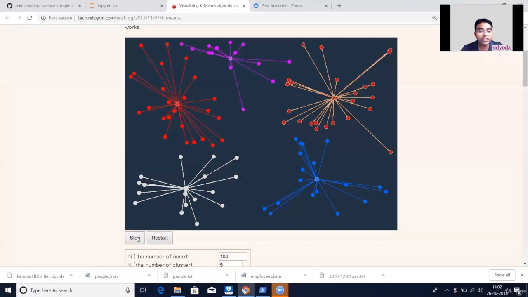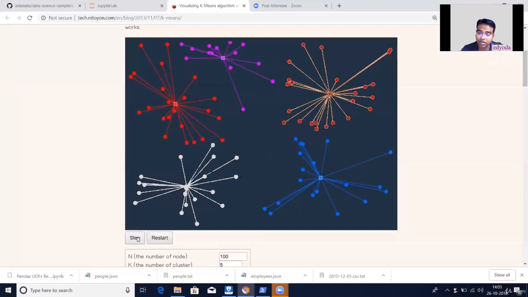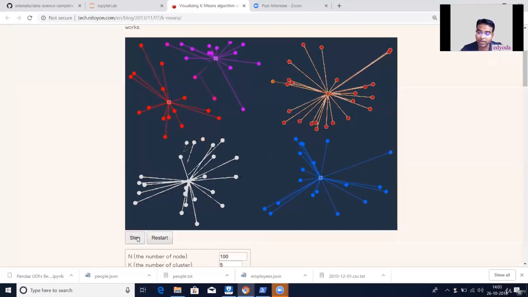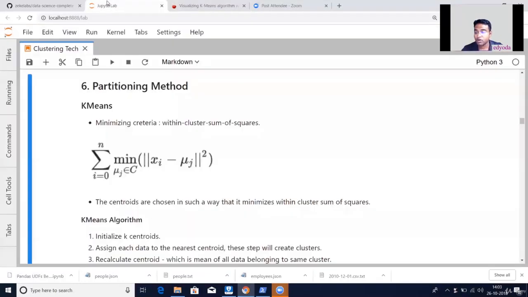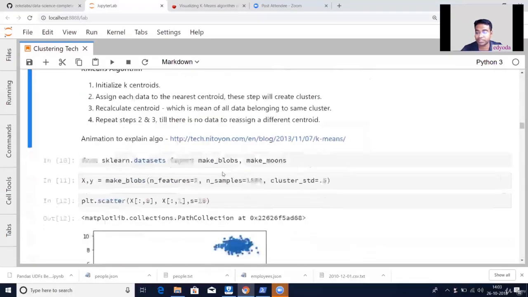So you'll continue these steps of recalculation of centroid and reassignment till the clusters are stabilized. That means there is no reassignment. If I continue doing this, you can see my clusters have stabilized. Okay, that's the algorithm, and that's the minimization function. This is the centroid coordinates, and this is each point's coordinates. This is the thing you're trying to minimize. And this is the algorithm that we just discussed.